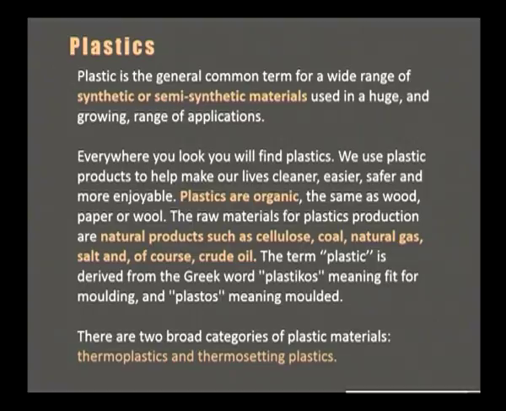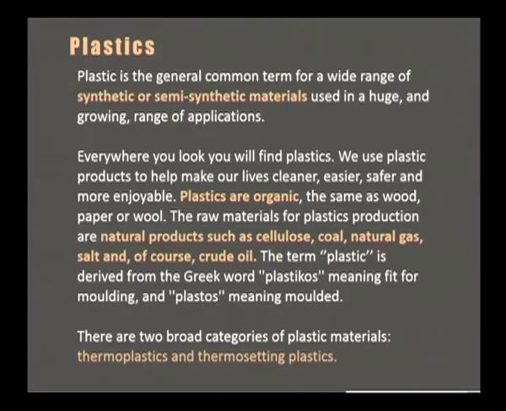Plastics are basically organic. They can be made from either natural polymers or synthetic polymers, so they are organic, the same as wood, paper, or wool. The raw materials for plastic production are natural products such as cellulose, coal, natural gas, salt, and of course, crude oil. The term plastic is derived from a Greek word, plastikos, which means mold. That defines a very primary characteristic of plastic. It can be molded into any form, which is a big advantage as far as plastic is concerned. It is derived from the Greek word plastikos, which means fit for molding, and plastos, meaning being molded.